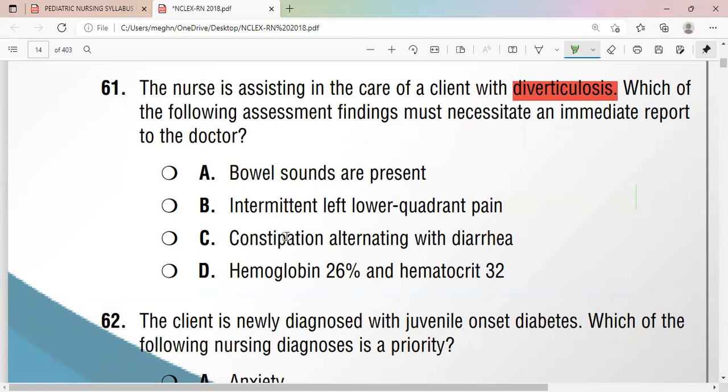Number C, constipation alternating with diarrhea. Number D, hemoglobin 26% and hematocrit 32. So the correct answer is number D. The low hemoglobin and hematocrit might indicate intestinal bleeding. So answers A, B, and C are incorrect because they do not require immediate action, right?